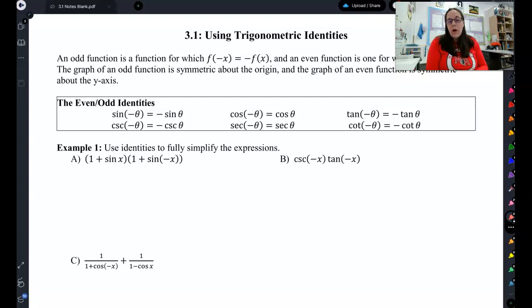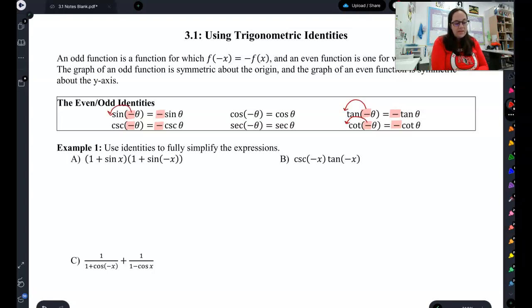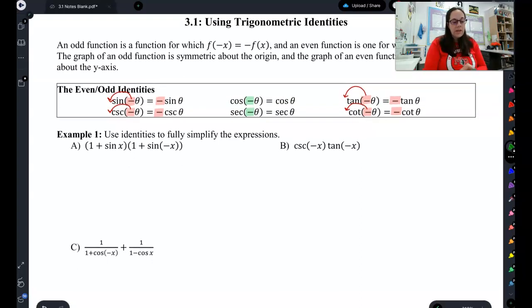Now, basically how I memorize the even-odd identities is sine and then its pair, which is cosecant, and then tangent and its pair, cotangent, both have negatives that just move out in front. So if you have a negative inside the sine, cosecant, tangent, cotangent, you can move it out in front. That's the even-odd identity. However, for cosine and its pair secant, that negative disappears. So there's no negative. If you try to take it out in front, it just goes away. So those are our even-odd identities.